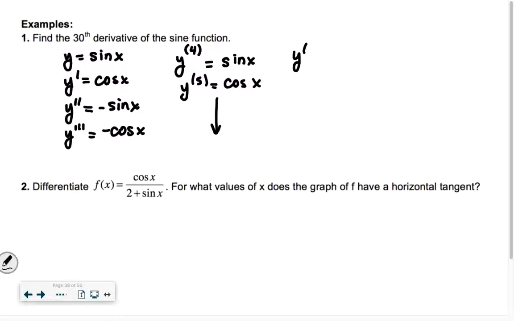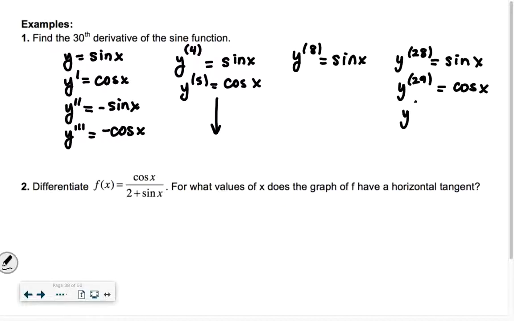When does it start again at sine? 8 is sine. Right? 6, 7, 8. Cosine for 30. So it's 12, 16. What are we doing? We're doing multiples of 4. So the 28th is sine. So the 29th is cosine. And the 30th is negative sine. Does that make sense? So you can kind of see a pattern with those. They start repeating.